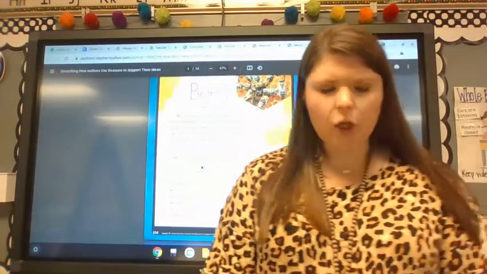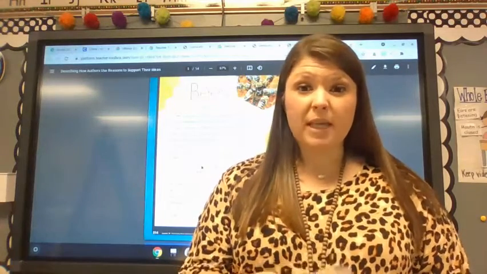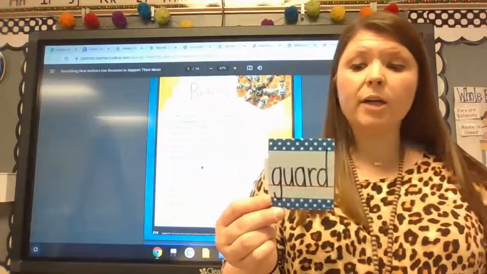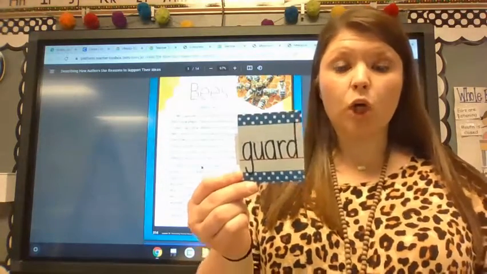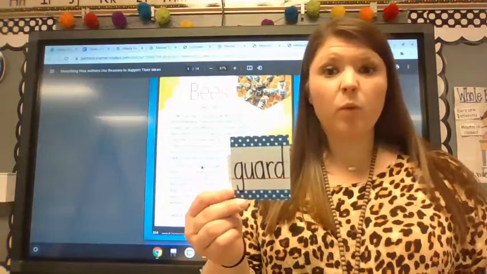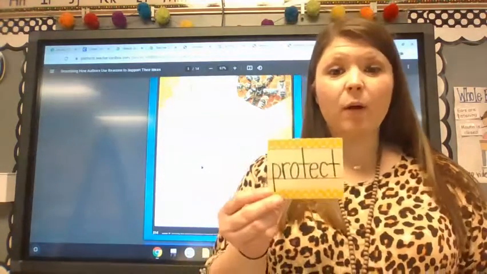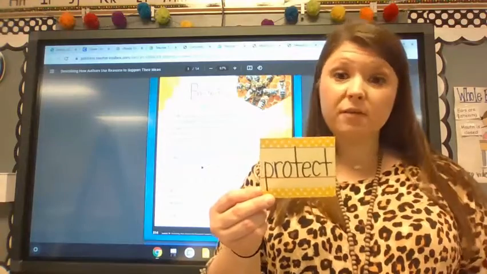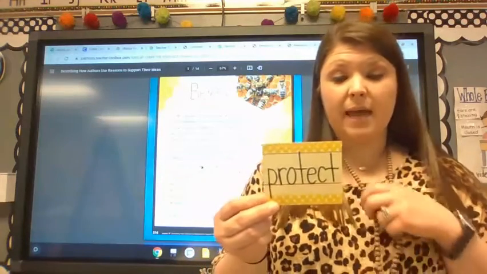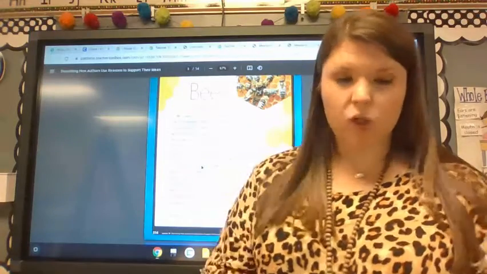Now, what does that word guard mean? Because defend said to protect or guard. So let's look at that word guard. To guard means to watch over, to protect or control. So if we're guarding, we are watching over it. We want to control it and make sure that nothing happens to it. And then we look at that word protect. When we are defended and guarded, it lets us be protected. Protect means to keep safe from harm or injury.